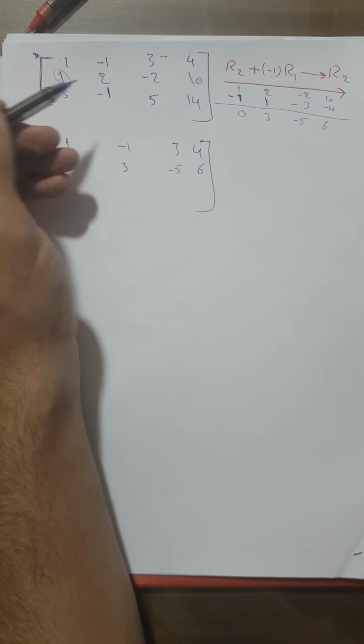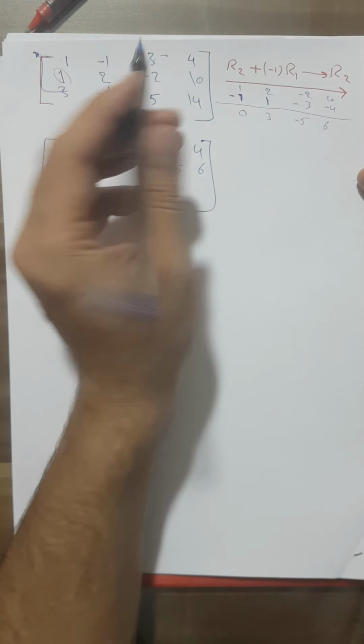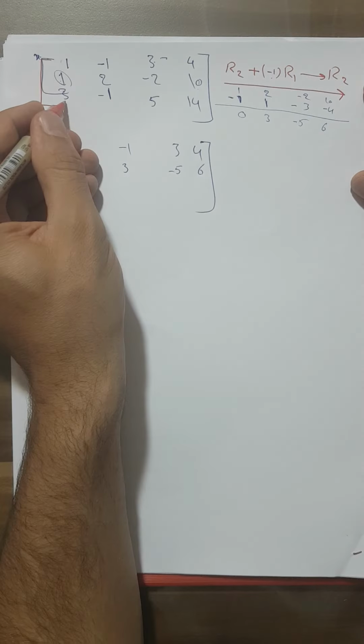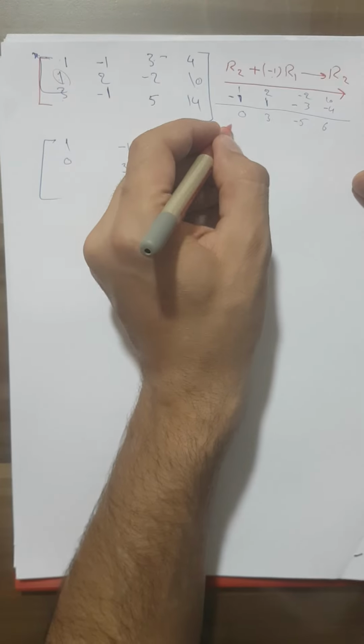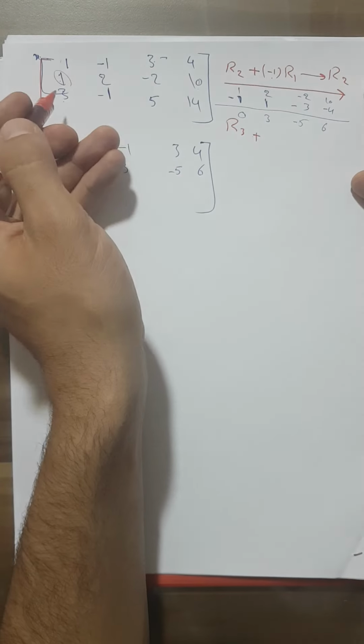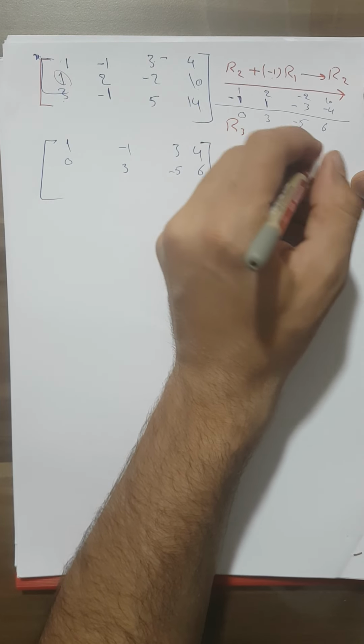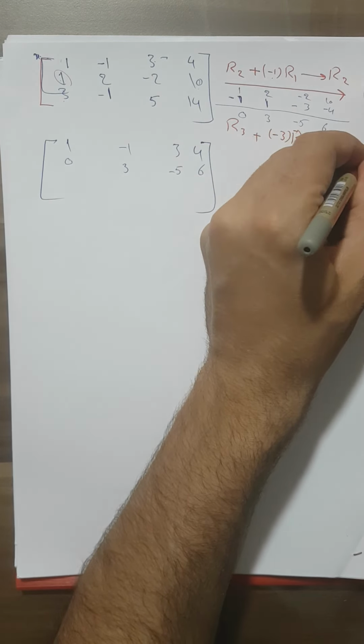That's the first row operation. We changed this one to 0 without changing anything else, we just used that one. Now it's your turn. Tell me about R3. How do we change R3 to 0? The same way: R3 plus minus 3R1, and put it into R3.